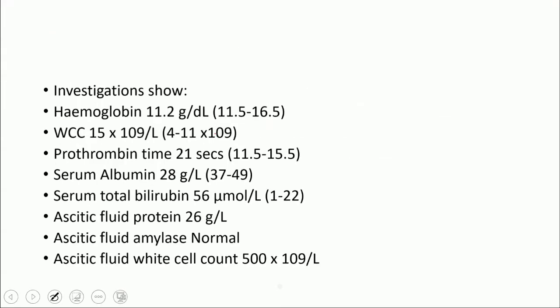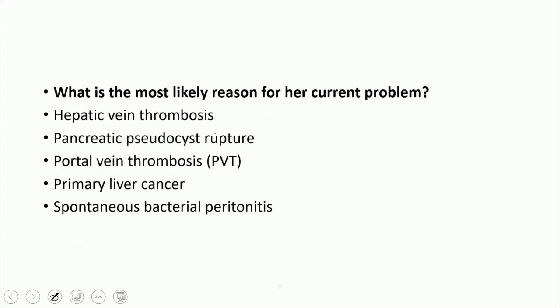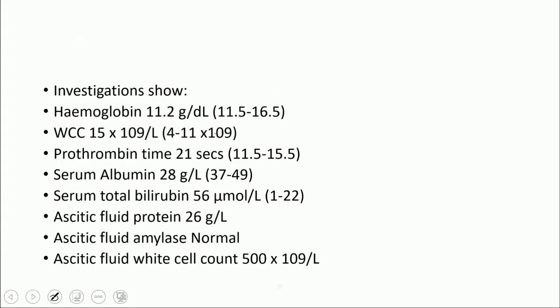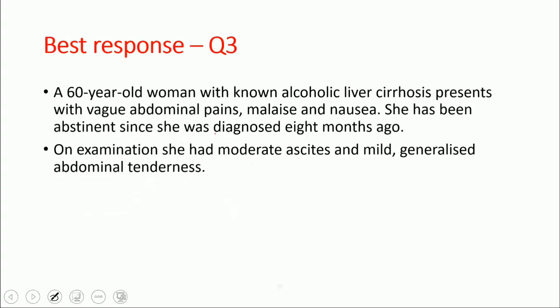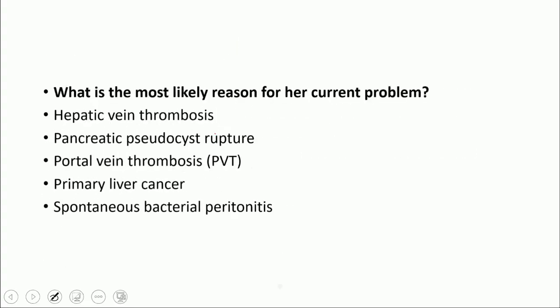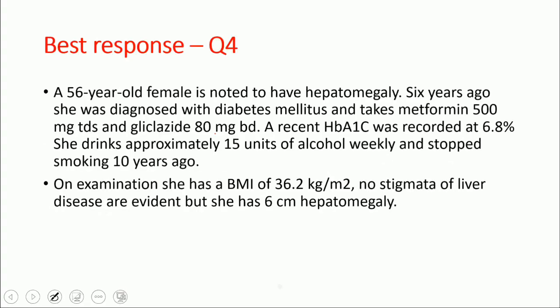So this is a story of ascites and SBP. So the answer is SBP. There is a high white count. There is a high ascitic white cell count. So it's very clear that it's probably SBP. Right.